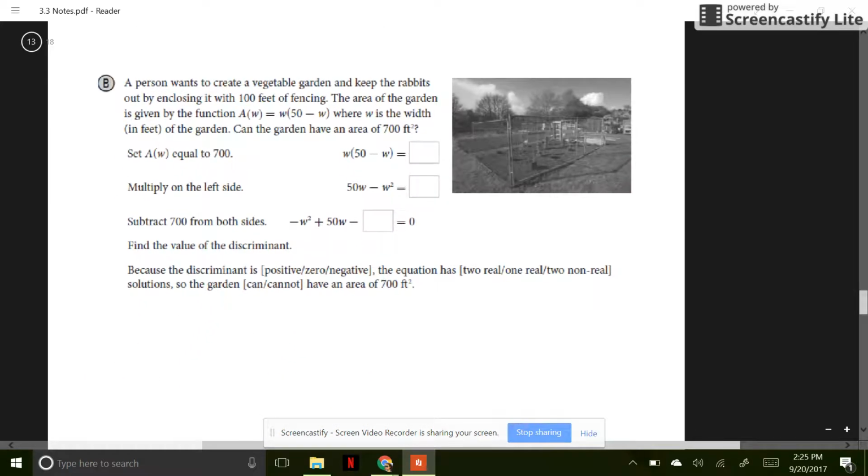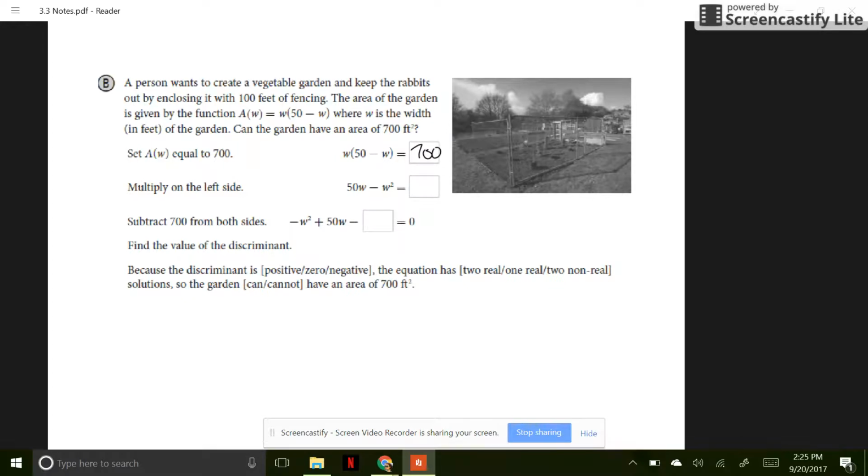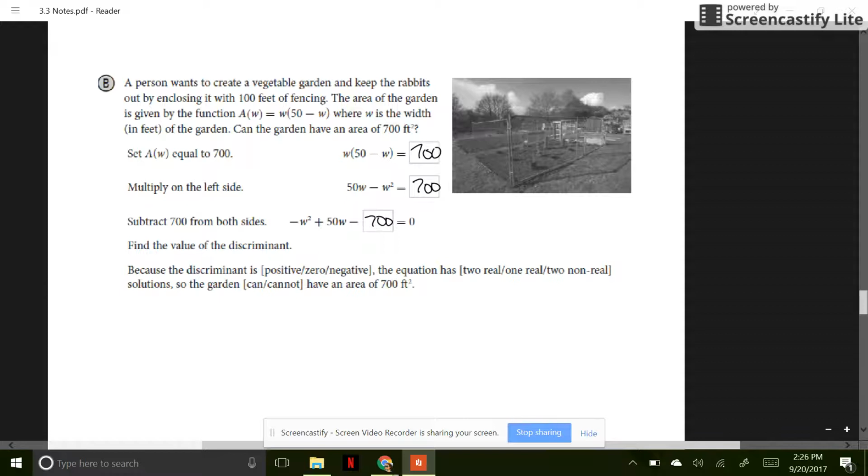So we've got a similar problem here with talking about fencing. We've got an area of our garden. Area is equal to W times 50 minus W, where W is the width. So can the garden have an area of 700 feet? So we set area equal to 700. We multiply on the left side, so we're just rewriting the left side of our equation there. Subtracting 700 from both sides so that we can set it equal to 0.